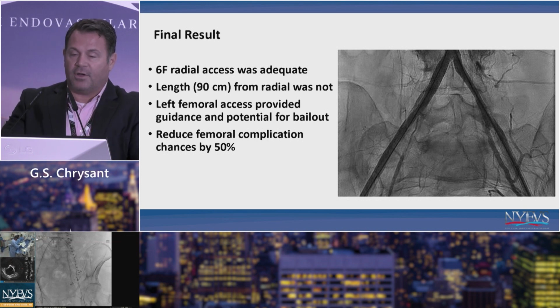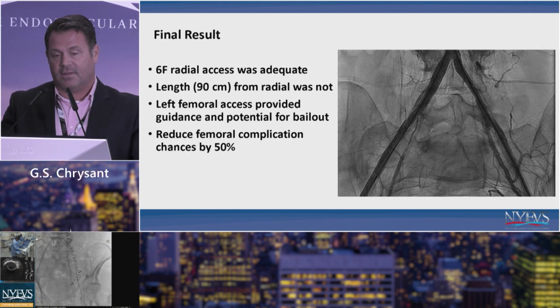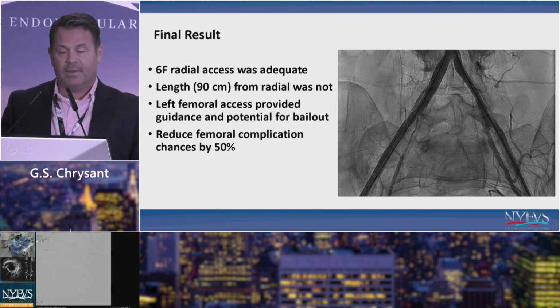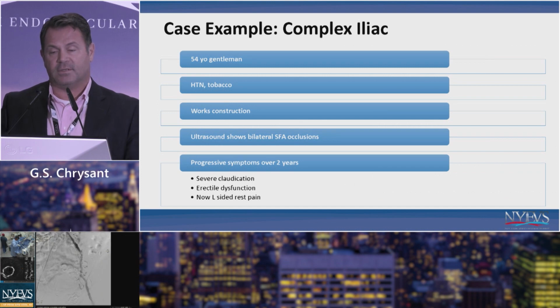The 6 French on this particular case, because I used a balloon expandable stent, was okay. If it was going to be a Viabahn or VBX, it wouldn't have been good enough. And at this time, we didn't have the super long sheath. So that's another problem when you do radial cases, is you've got to have a long enough sheath to actually get down and do the work. But anyways, so combination radial femoral worked in this case.